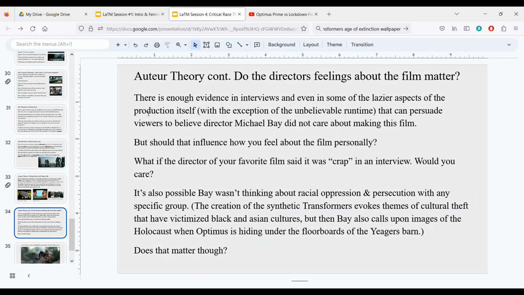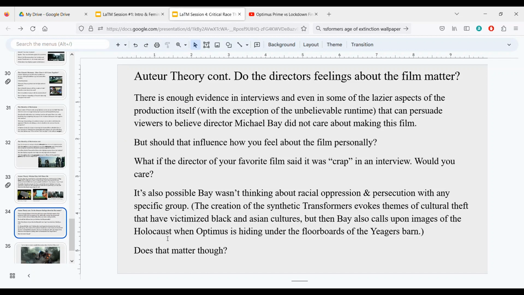And then, yeah, I'll just go on to this real quick. You want to read the first 3 paragraphs here? There is enough evidence in interviews and extras and some of the lazier aspects of the production itself, with the exception of the unbelievable runtime, that can persuade viewers to believe director Michael Bay does not care about making this film. But should that influence how you feel about this film personally? What if the director of your favorite film said it was crap in an interview? Would you care? Kind of.